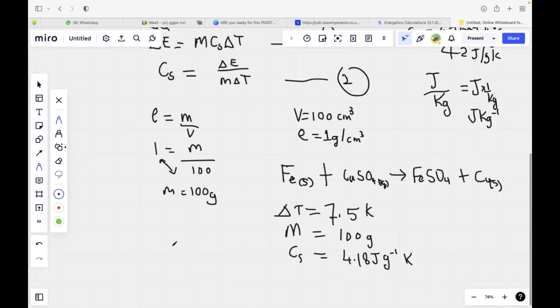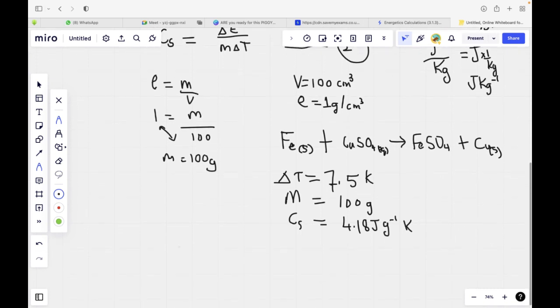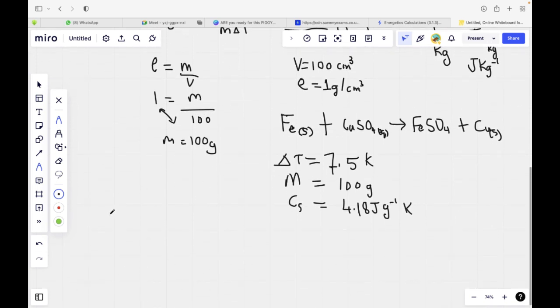So our energy will be what? You can use delta Q or delta E. It's up to you. For this case, I think we are using E. So this will be MC delta T. Delta T is the temperature rise.